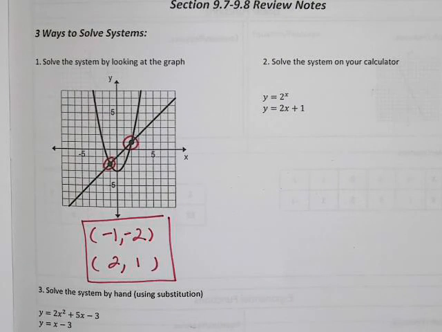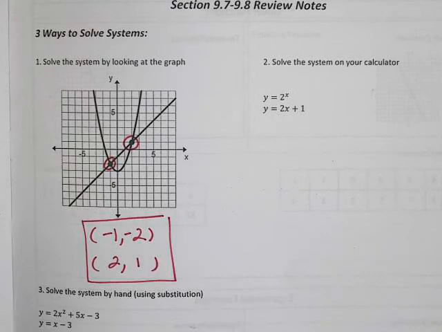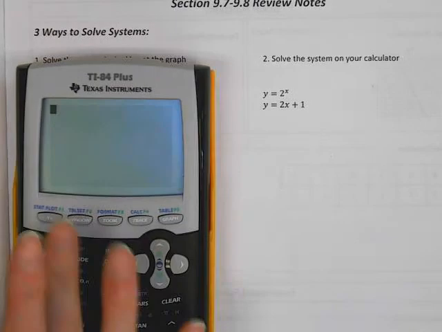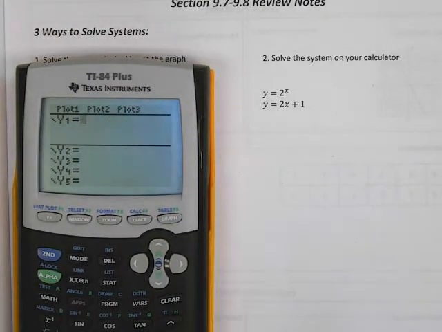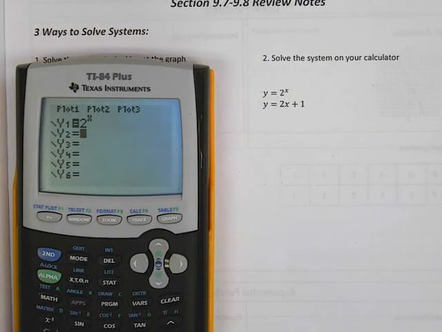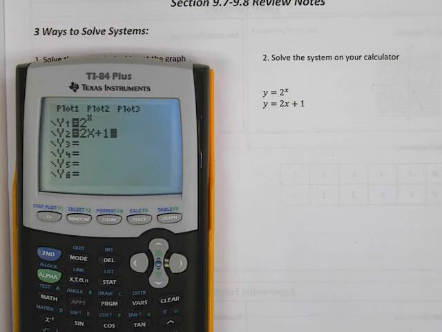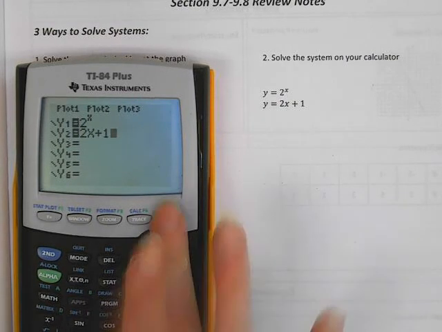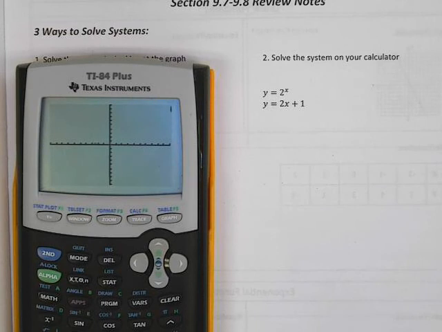Now, number two is by using your graphing calculator. So you're going to go ahead and type those in, and then we're going to do the same thing. See where they cross. All right, so I'm going to clear anything I have. This one is 2 to the x power. And this one is 2x plus 1. And then hit graph. And we should have an exponential growth intersecting a line.